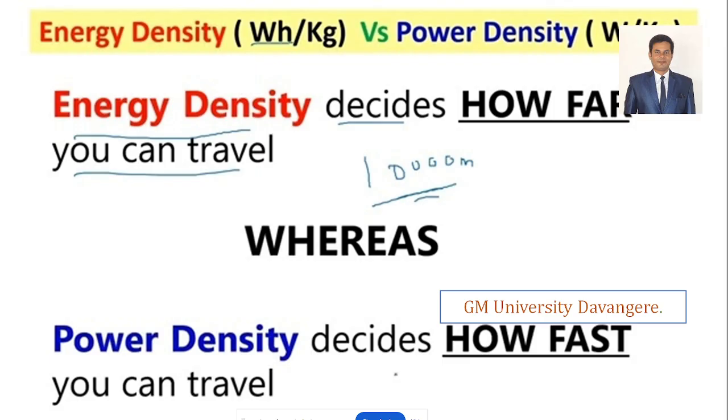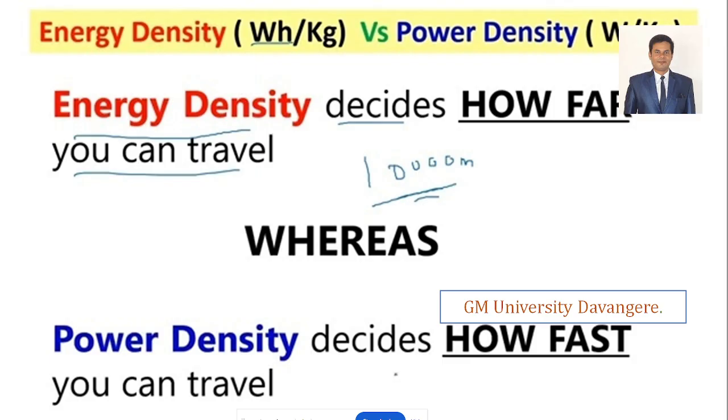You are reaching in a very less time, correct? You are going in less time, applying more power in your body, right? Whereas in energy density, it may take more time to discharge, more time to reach the destination, right? Whereas the power density will decide how fast you can travel, how fast you can run, right? How much power you are going to deliver.